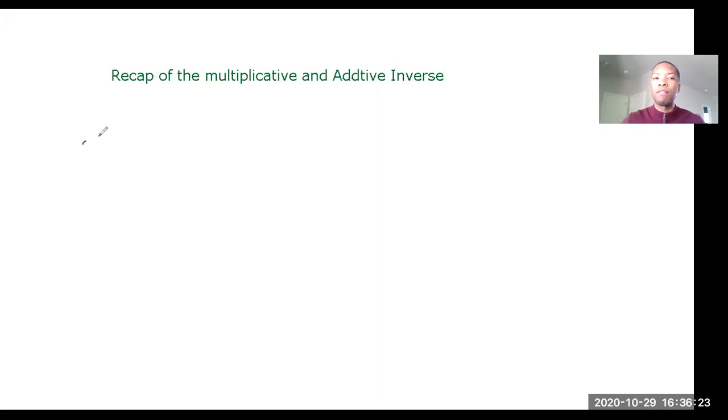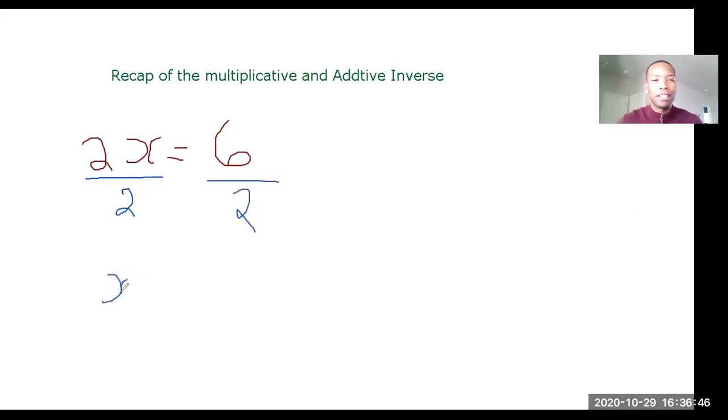We know when we're doing the multiplicative inverse, say we have 2x is equal to 6. If I'm going to do the multiplicative inverse, since 2 is multiplying x, I have to do the opposite. The opposite of multiply would be divide. So I would divide by 2, and whatever you do on one side, sure enough, got to do it on the other side. So x is equal to 3.